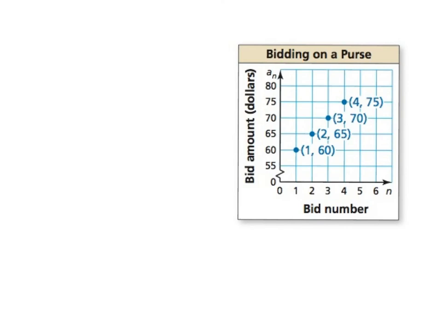And for part B, there's your graph. We'd label everything. Make sure you put n and f of n or a sub n there for bid amount and bid number, and we have a title. Notice that it is discrete since you can't have part of a bid. And that's it.